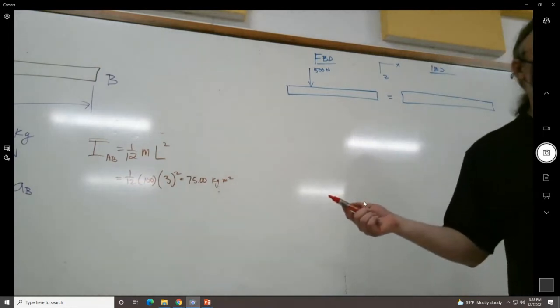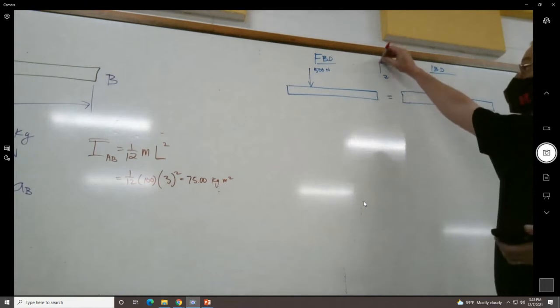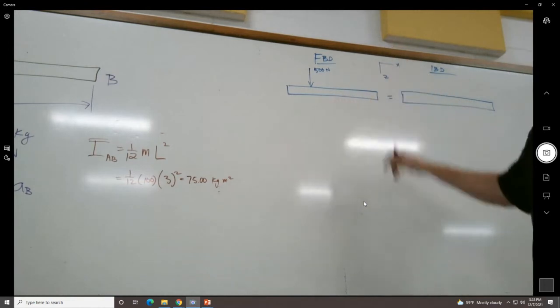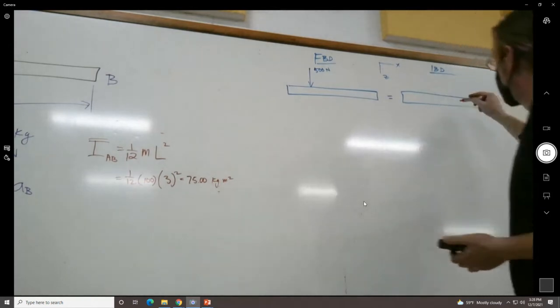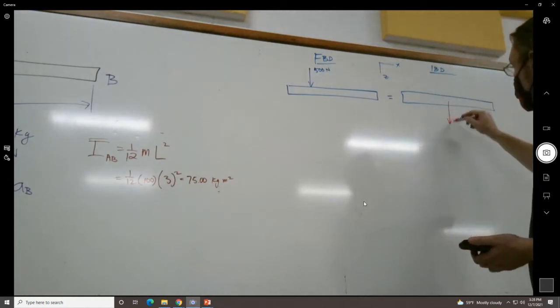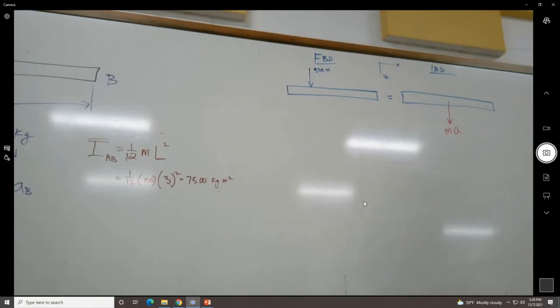You've got to include the weight. This is acting down. Y is out of the board. This is on a flat surface. So what we have to do is go mass times the acceleration at the center of it. We also probably anticipate we're going to have I alpha.